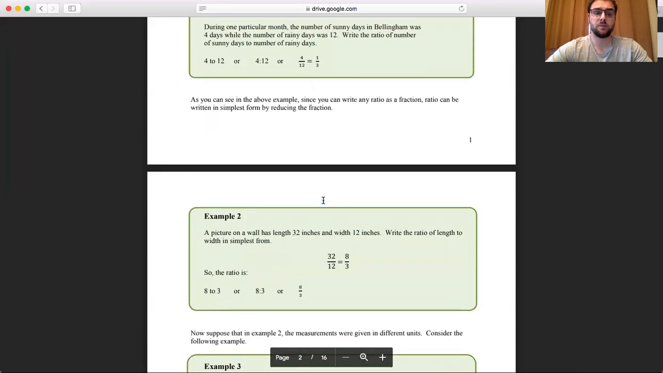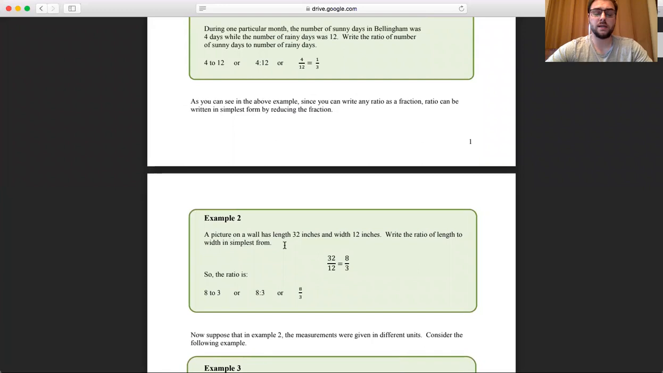Let's try another example. A picture on a wall has a length of 32 inches and a width of 12 inches. Write the ratio of length to width in simplest form. Anytime we're asking for simplest form, we should know this by now. That means to break down your fraction to the simplest form that it could be in, okay? So you're going to get one answer, then you have to break it down. So a picture on a wall has a length of 32 inches and a width of 12 inches.